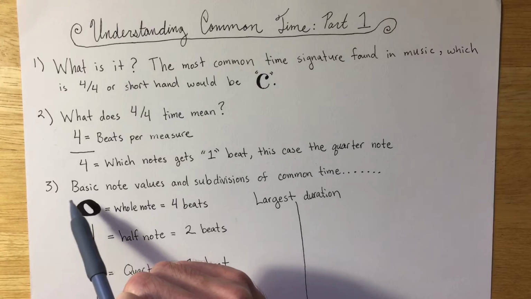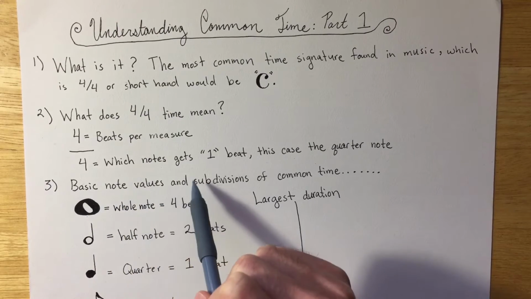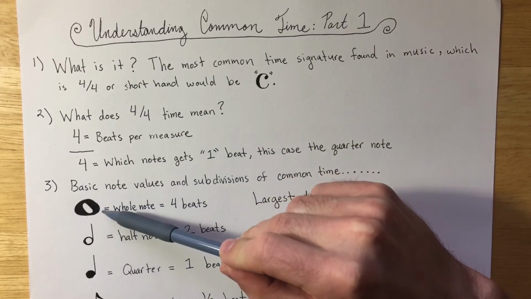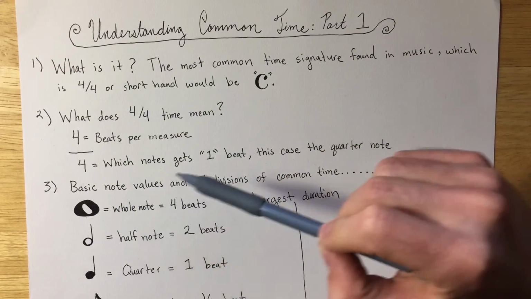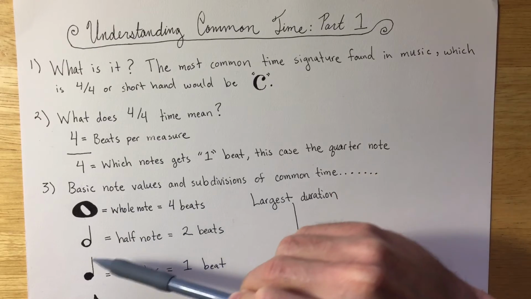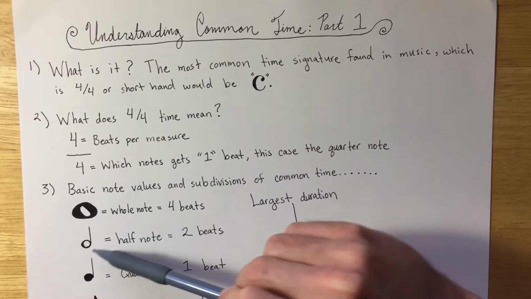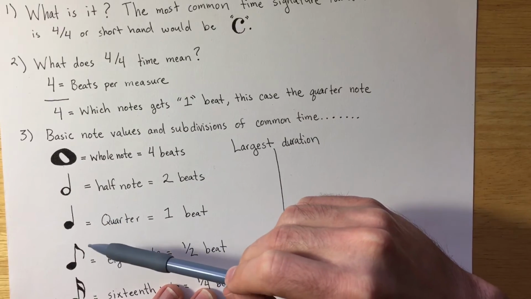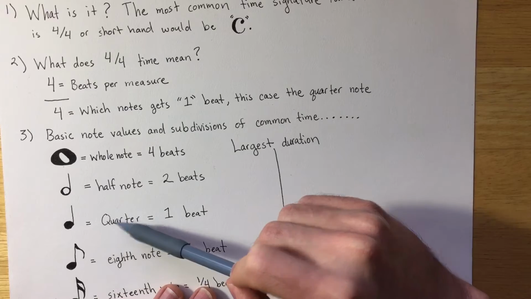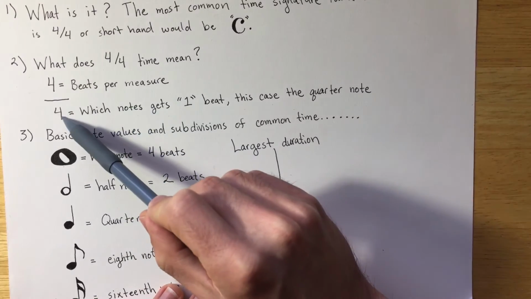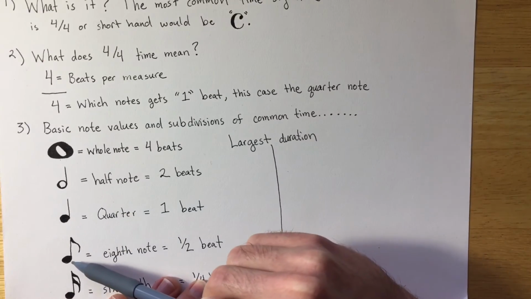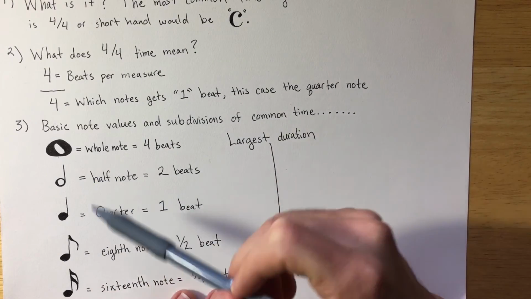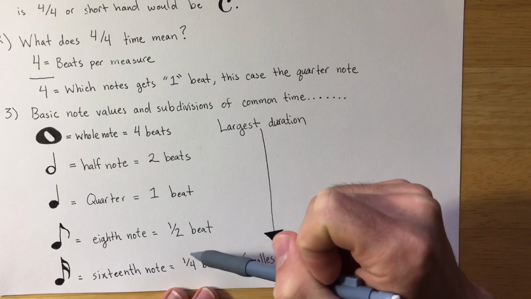And the third point I want to talk about is the basic note values and subdivisions of common time. So when you see this note, which is a whole note, it gets 4 beats. And then when you see this note here, it's a half note, it gets 2 beats. And then when you see this note, this is a quarter note, which gets 1 beat, which is what the 4 also represents. And then you'll see here is an 8th note, which equals a half beat. And then you'll see here a 16th note, which equals a quarter of a beat.